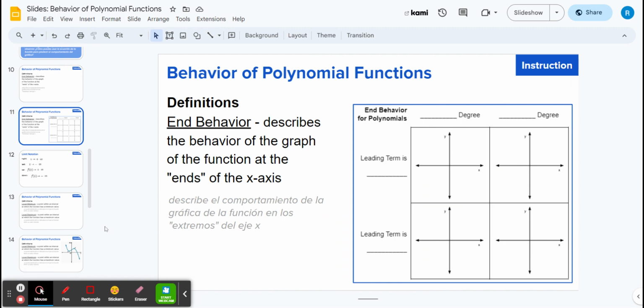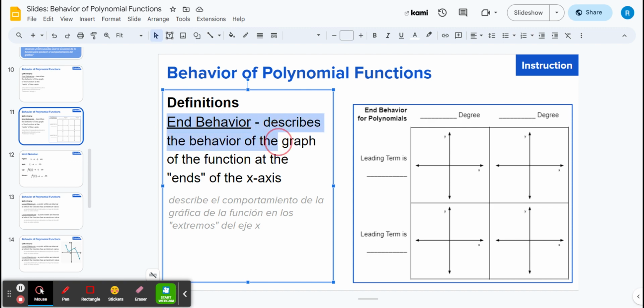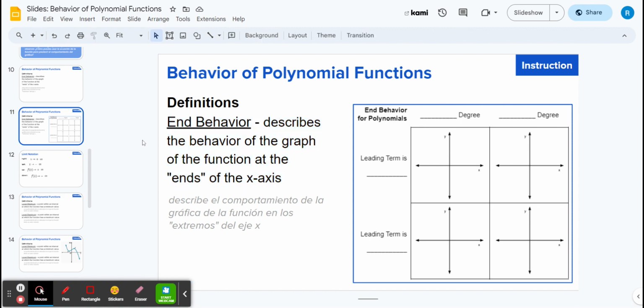So I want to take this idea and then formalize it in some notes here. So let's start off by getting down this definition for end behavior. End behavior describes the behavior of the graph of the function at the ends of the x-axis. And so what this means is as we move all the way left and as we move all the way right, we want to describe the end behavior of our functions. So what we learned in our turn and talk and want to summarize here, we can put in this table.